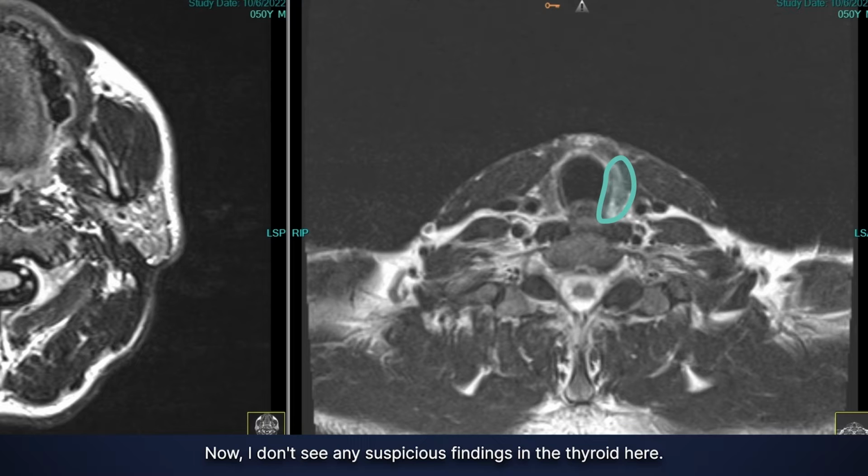Now, I don't see any suspicious findings in the thyroid here. There's no nodules or masses, but the fact that the gland is so small indicates to me that there's likely a diffuse thyroid disease going on, such as hypothyroidism. And we tend to see this as the thyroid gland burns out and stops producing thyroid hormone.